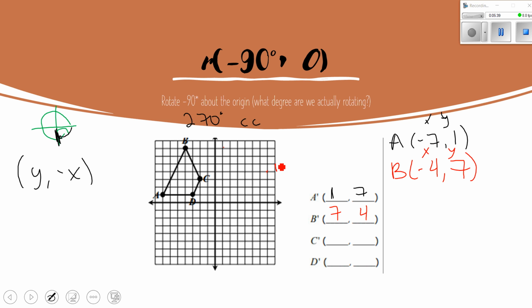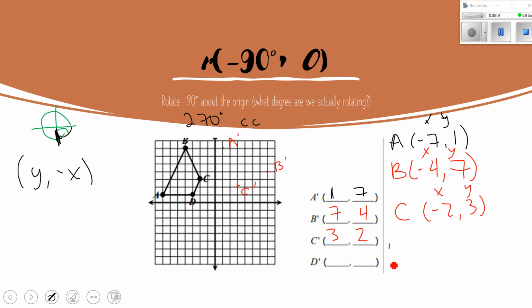All right, so this would be b prime. This one was a prime. All right, c was originally at negative 2, comma 3. Label it as x and y. If y was 3, then we keep y as 3. X was negative 2, so negative x would be positive 2. And then we go to 3, comma 2. Label that as c prime.